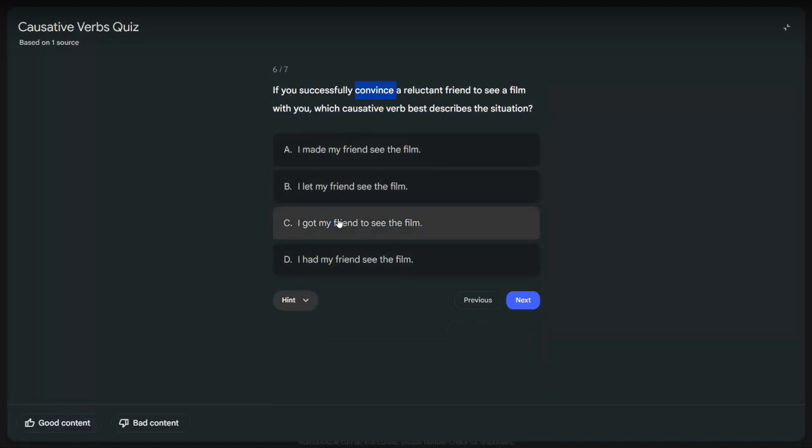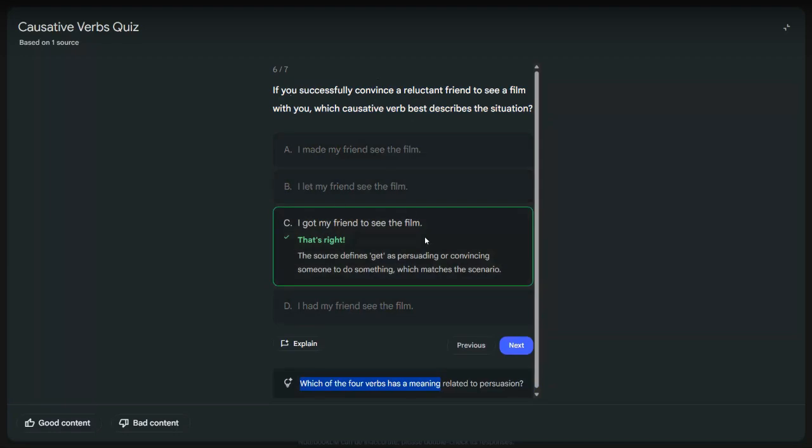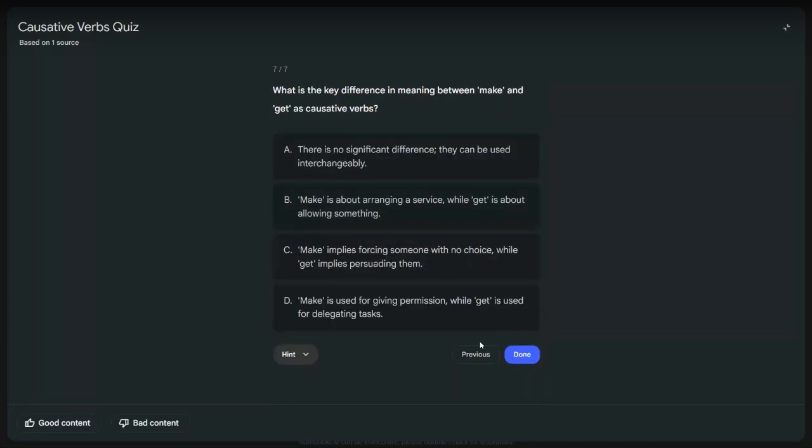What do you guys think? C will be right or not? Even I don't know. Yes, sir. C will be right. Okay, C is right. This time I was a bit skeptical that it might mark A, because we can force him as well, right? Successfully convince. We can force him because here reluctant was also written. So I was a little curious about the question myself, that it can be make, because the friend was reluctant and we are forcing him. But it was again C, because we went with the explanations of each of them.